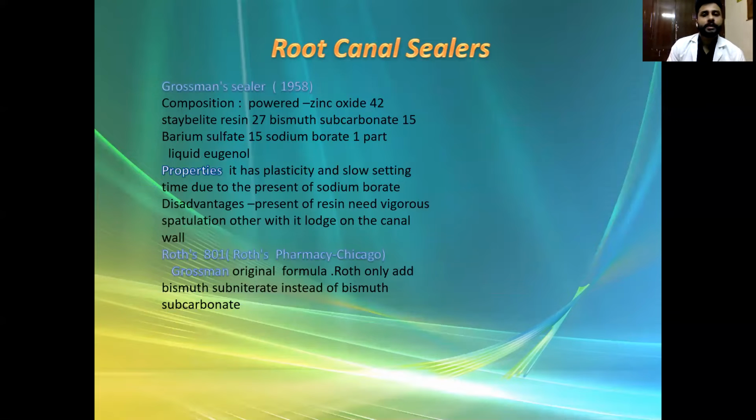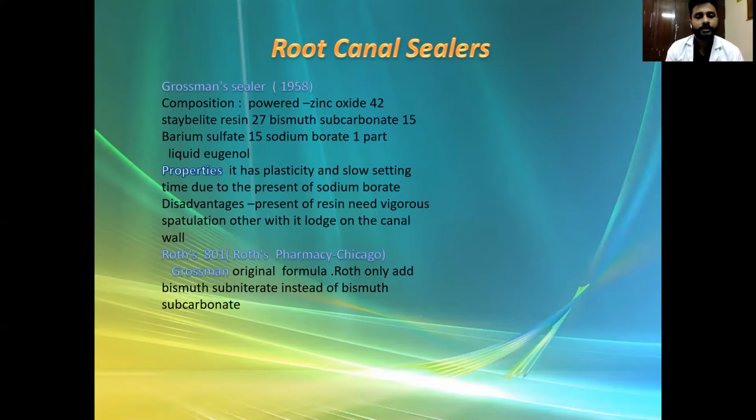Okay, now the next sealer is Grossman sealer, which was found in 1958. It is composed of powder and liquid. That is, powder has zinc oxide, eugenol, stabilite resin, bismuth subcarbonate, barium sulfate, and liquid is of course eugenol. We have its properties. It has plasticity and slow setting time due to the presence of sodium borate. Disadvantage is the presence of resin needs vigorous spatulation, otherwise it will lodge on the canal wall.